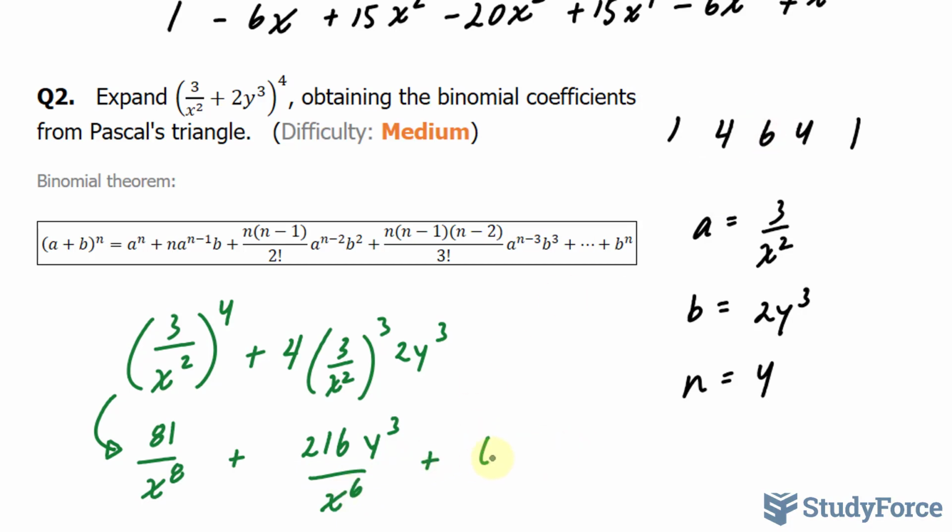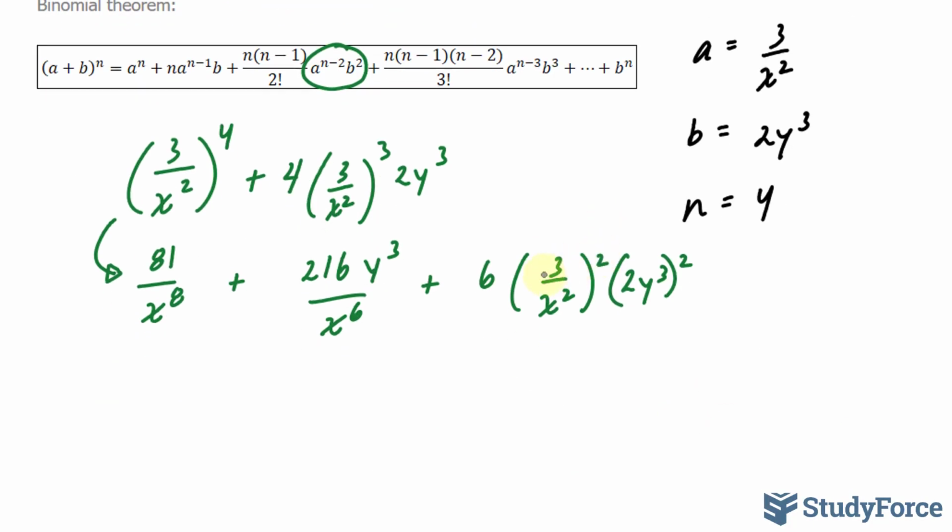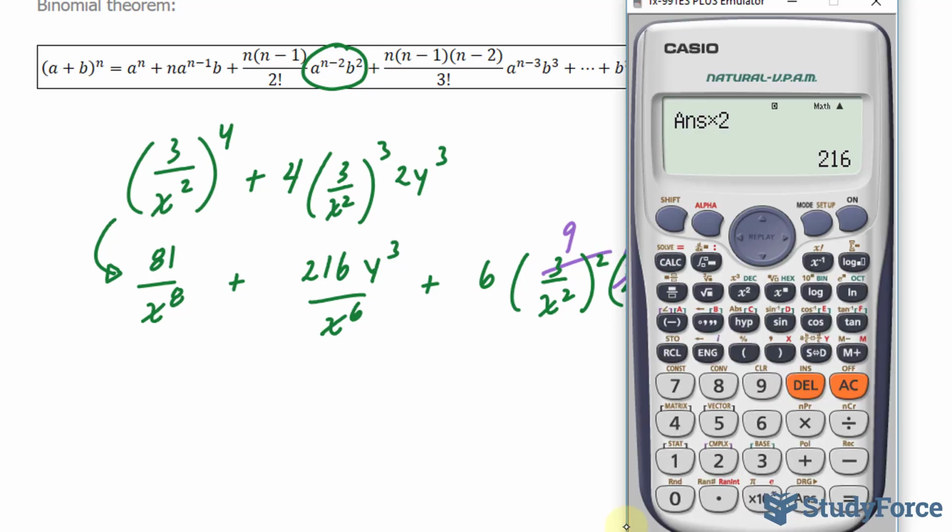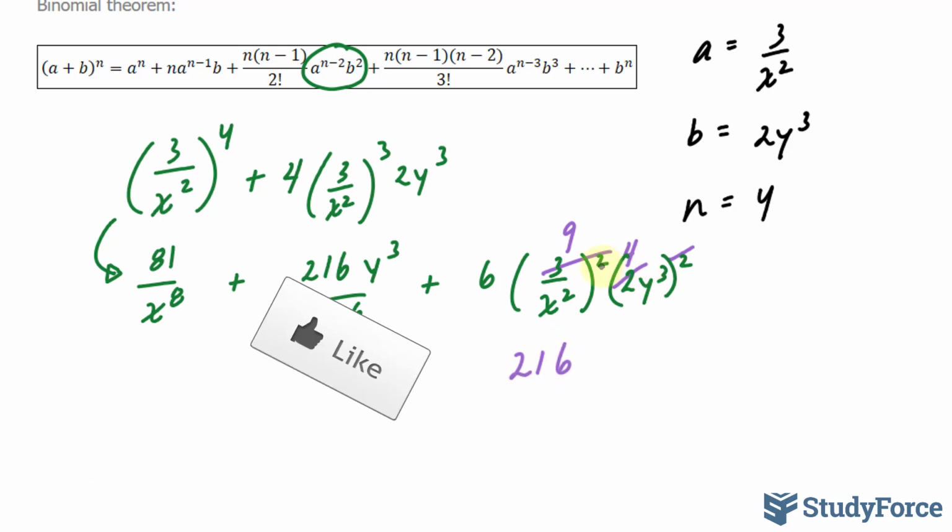We are going to use 6 and this part. So a to the power of n minus 2, a to the power of 2, 3 over x squared to the power of 2, and b to the power of 2 this time. So 2y to the power of 3 to the power of 2. 3 to the power of 2 is 9. 2 to the power of 2 is 4. So 6 times 4 is 24 times 9. 24 times 9 is equal to 216. 2 to the power of x to the power of 2 is x to the power of 4. And this becomes y to the power of 6.